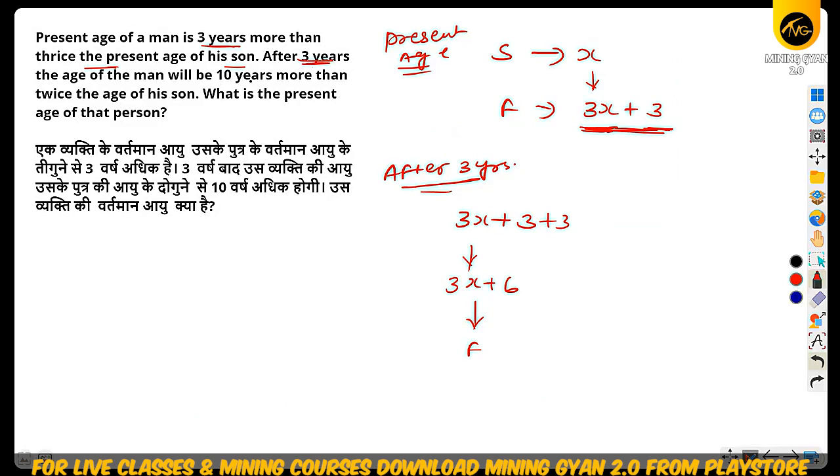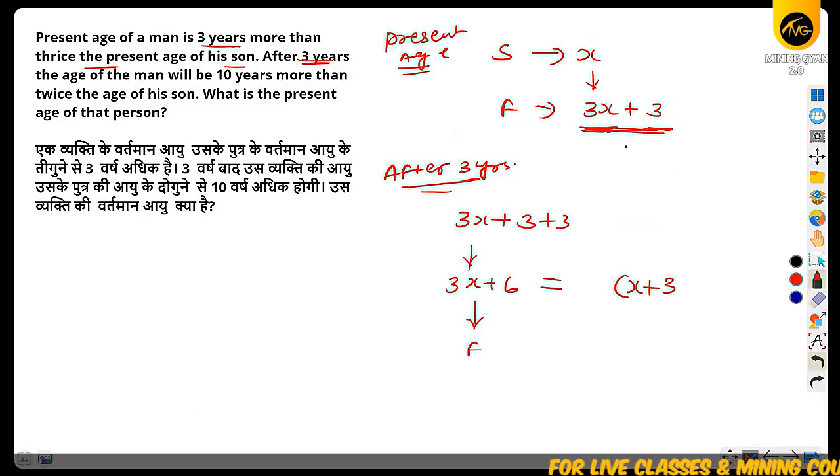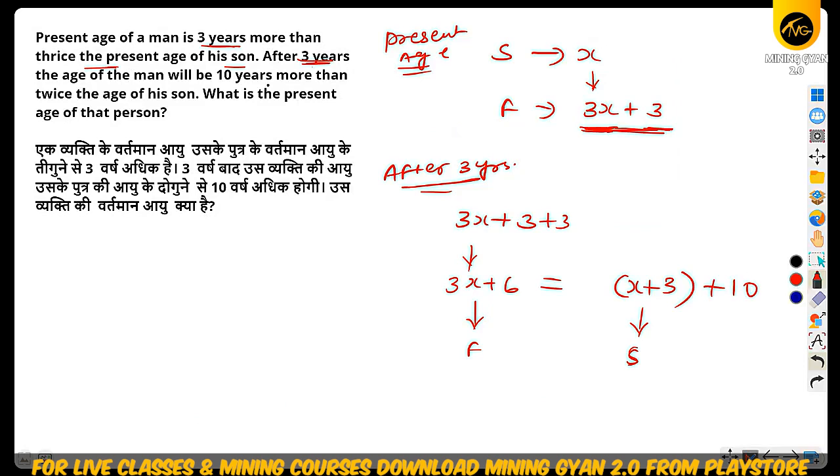Now what is the logic? After 3 years, the age of the man will be 10 years more than twice the age of his son. So just x plus 3, because this is the after 3 years case. That's why x plus 3 is the son's age. Now what is the logic? Basically the man will be 10 years more, so just add the 10 years more.